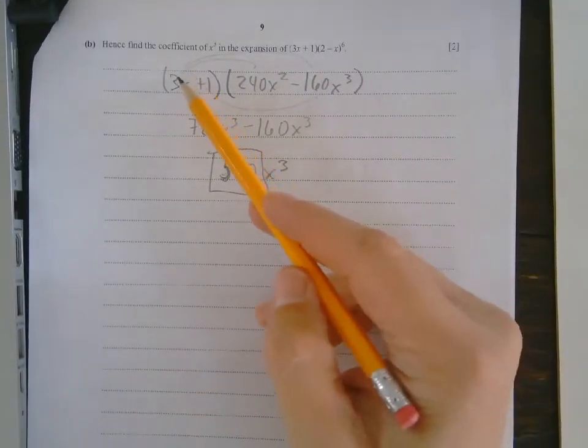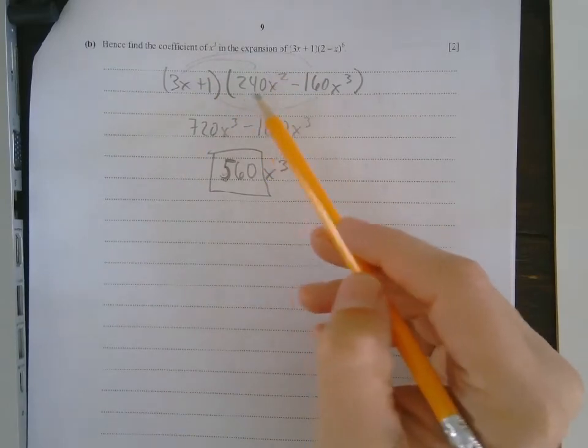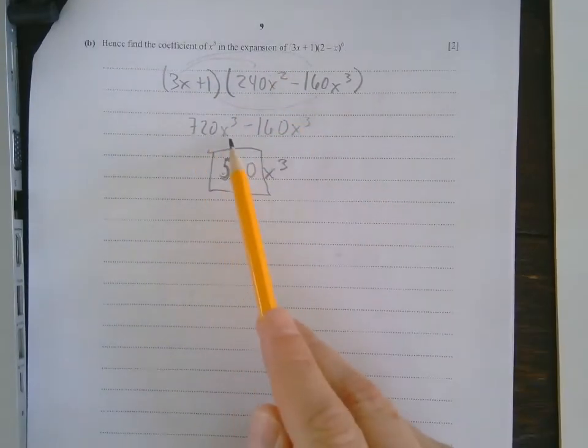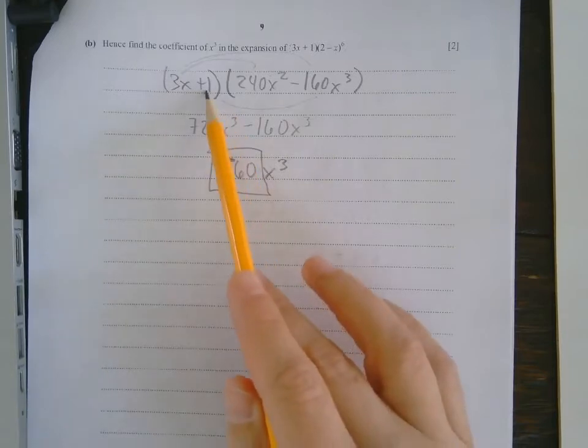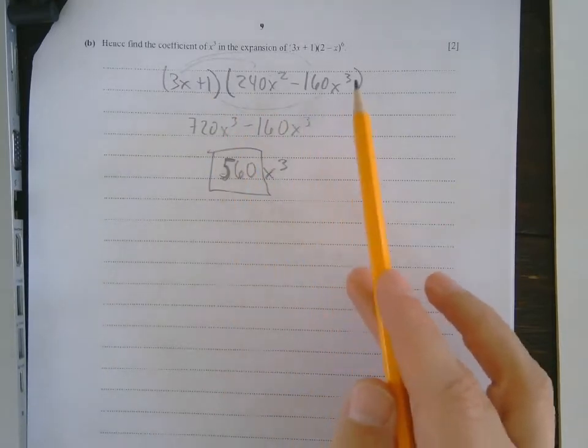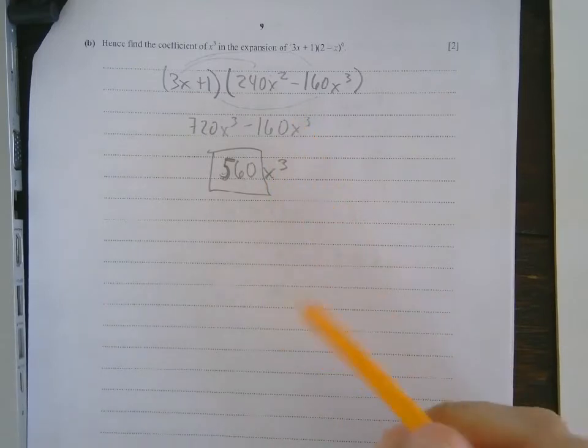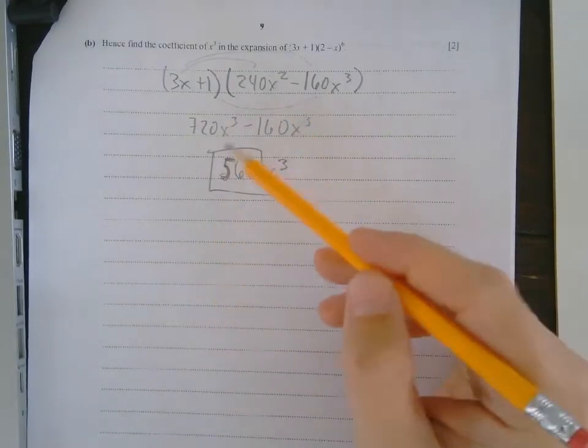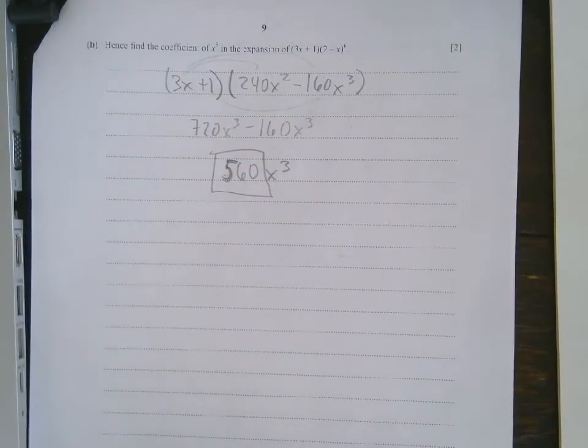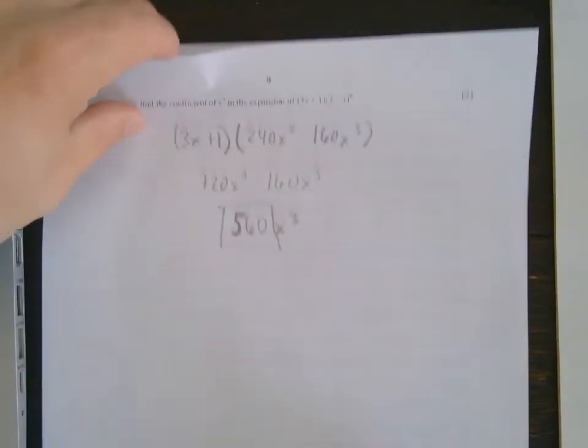So when I multiply this 3x by 240x squared, I get 720x cubed. 1 times negative 160x cubed is negative 160x cubed. Add those together and you get 560x cubed. And so the coefficient is 560.